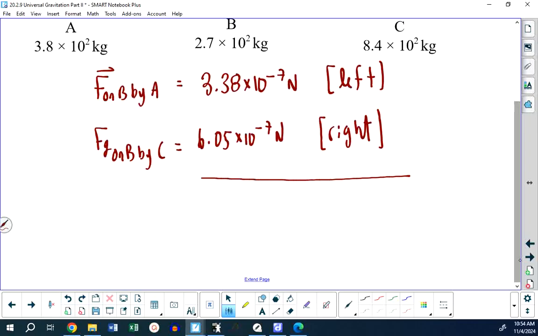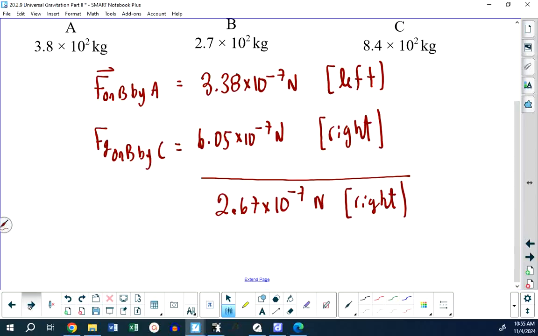And you get, you're going to have to help me out here, by confirming that you get approximately 2.67 times 10 to the negative 7 newtons, and that will be to the right. I don't want to push things here. Let's just slow down a bit. Any questions with the second example? Okay.